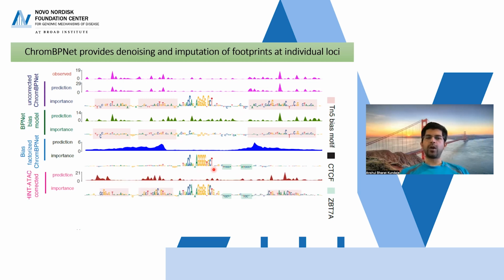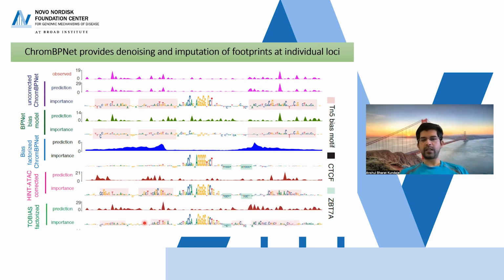And just to show you what HINT-ATAC and TOBIAS do, if you fit the same model to HINT-ATAC corrected data or TOBIAS corrected data, HINT-ATAC actually doesn't do much at all. You still see a ton of bias. It partially corrects the footprints. And this is TOBIAS. TOBIAS does a slightly better job. You can see its corrected footprint is similar to ours. The spike that was here is largely eliminated.